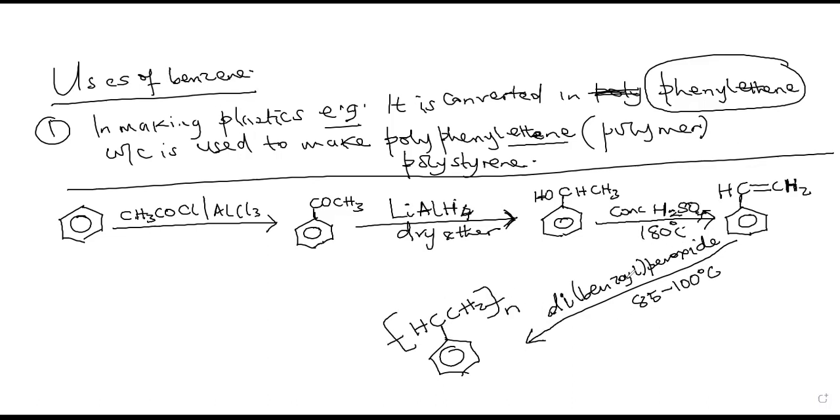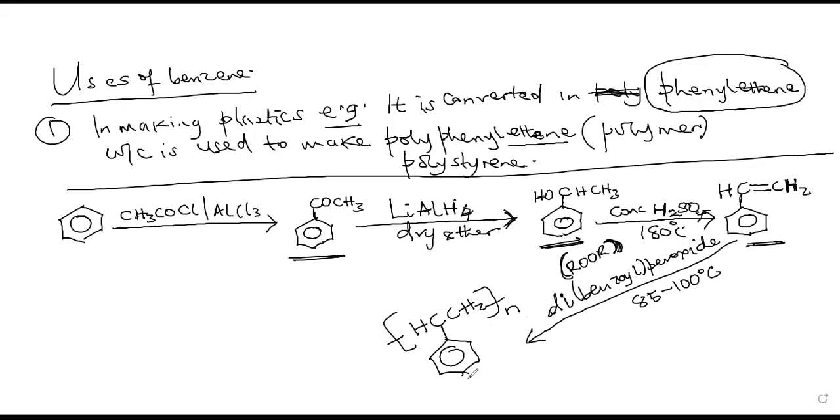In some books you'll be meeting this as ROOR, organic peroxide. If you don't want stress, you can use ROOR. But if you want to be a good chemist, you can take it through here. You will be very fine. So you first carry out acylation to form a ketone, then you reduce the ketone to form an alcohol, then you carry out elimination, you form an alkene, then from the alkene you add an organic peroxide at 85 to 100, you form a polymer, and this polymer is what you call polystyrene.